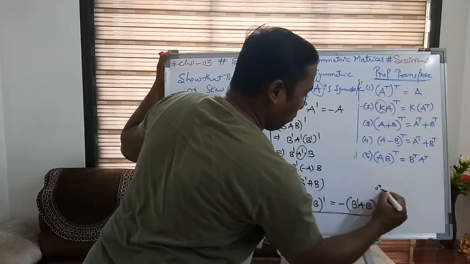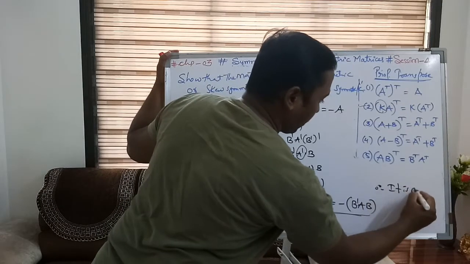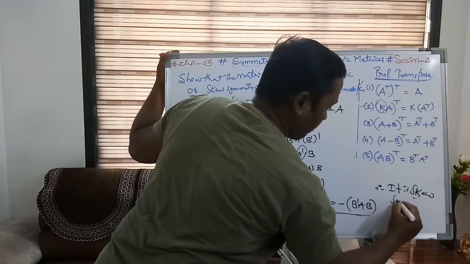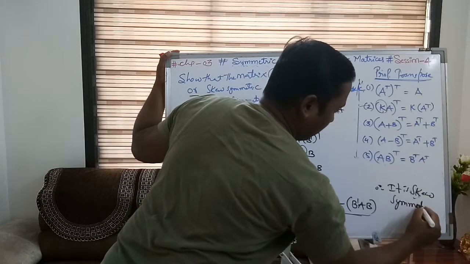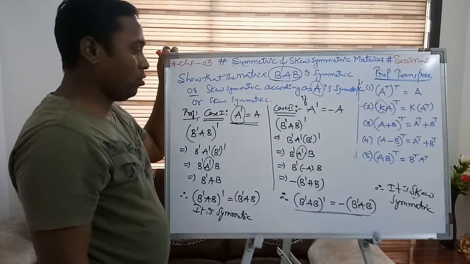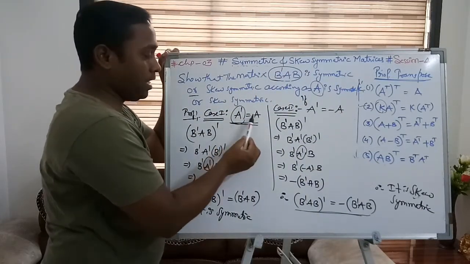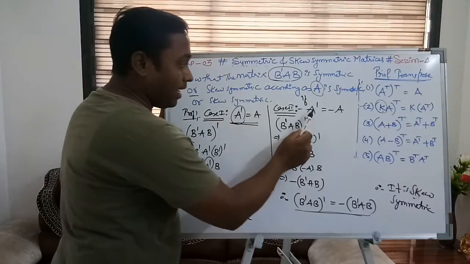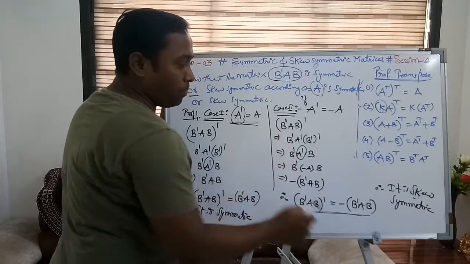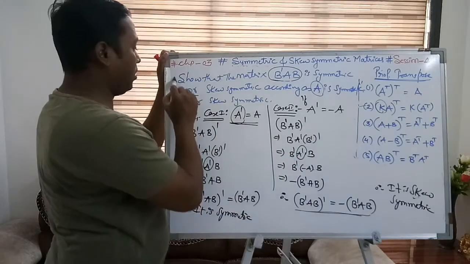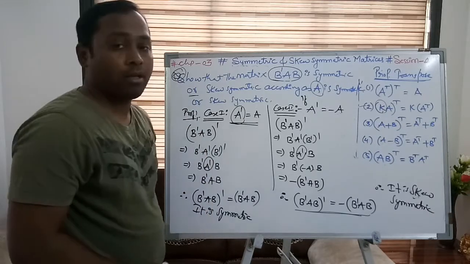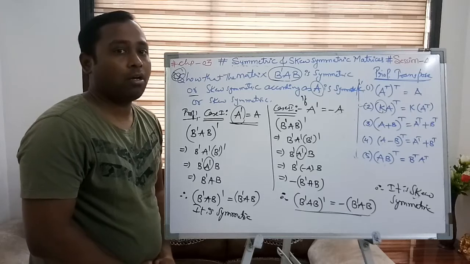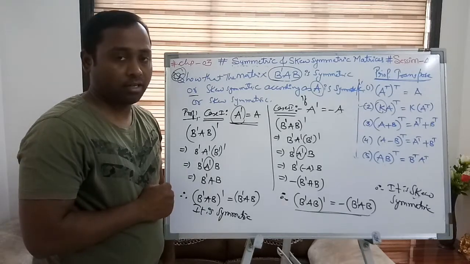It follows the definition of skew symmetric. Therefore, we can say here, skew symmetric. It shows that if a matrix A is symmetric, then this operation is symmetric. If A is skew symmetric, then this operation is skew symmetric. This is the question they asked. Hope we have understood the concept of standard results here.